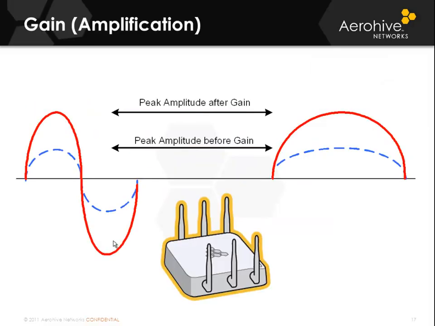Gain or amplification. Gain is when the signal is made stronger. Gain can be either passive or active. Passive gain is accomplished by focusing the RF signal with the use of an antenna. Again, antennae are bidirectional passive amplifiers. There is no additional current or anything added into the signal, but rather the focusing of the beam due to the elements inside the antenna.